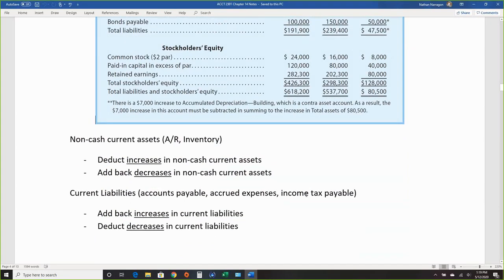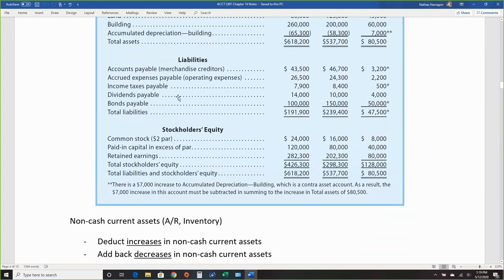Liabilities, again, current, will be accounts payable, accrued expense payable, income tax payable. Again, anything that's done within a year that's not dealing with investing or finance. So yes, dividends payable will end in a year, but that's a finance item. So no worries on that.